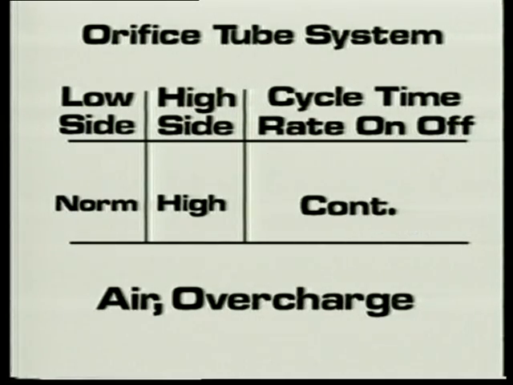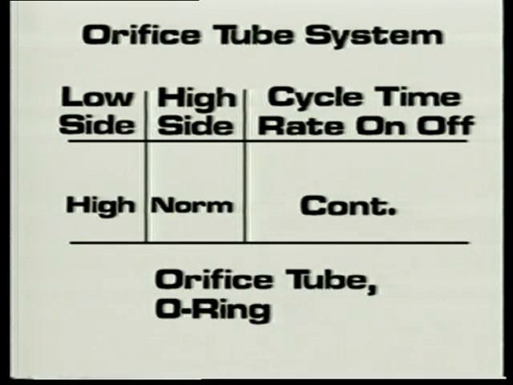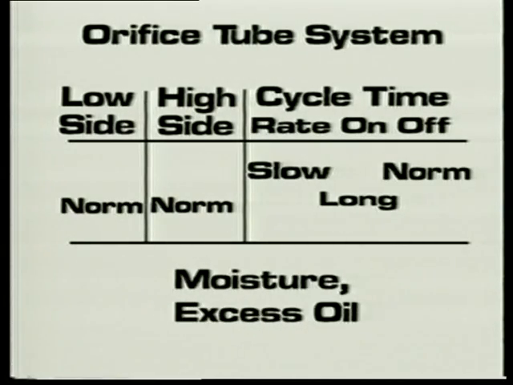If the high side is high and the compressor runs continuously, air or an overcharge might be indicated. If the low side is high and the compressor runs continuously, a damaged orifice tube or leaking orifice tube O-ring is indicated. If pressures are normal, but the cycle rate is slow with long compressor on times, there may be moisture or excess oil in the system.